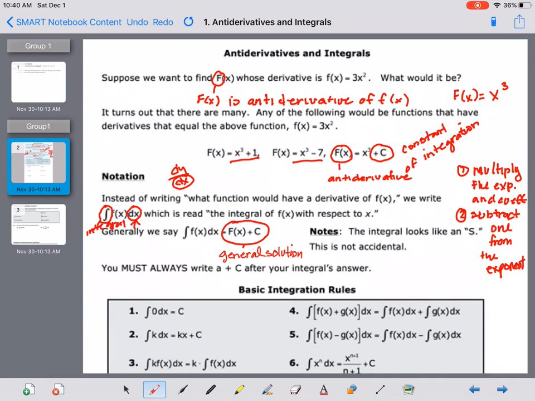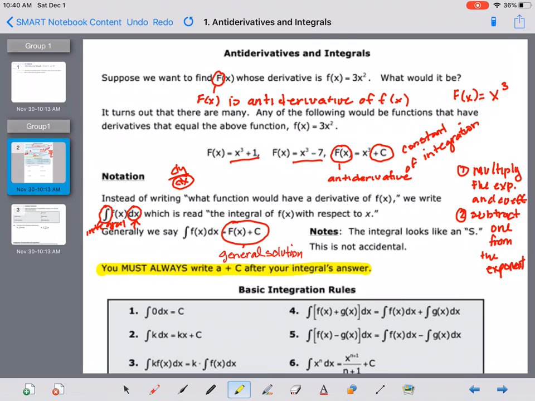Okay, this integral looks like an elongated s, and that's not an accident, because when we figure out how to actually find integrals, then we'll see that it's just a summation. So s being sum, elongated s being, that's exactly what it represents. And we always write a plus c after our integrals process.